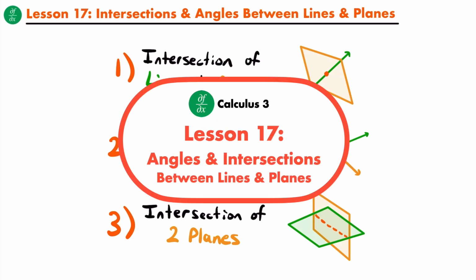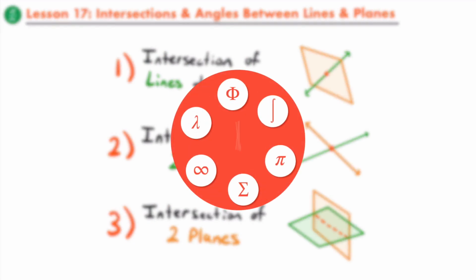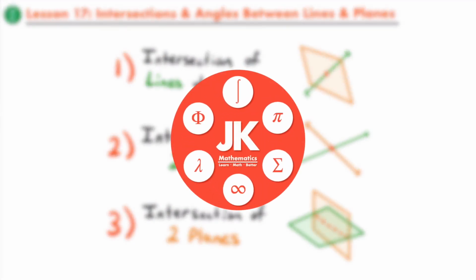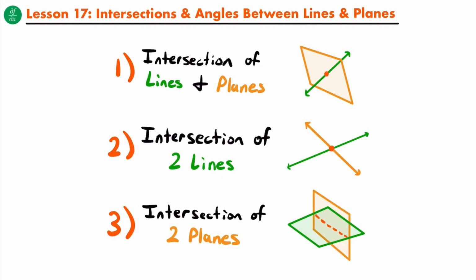Welcome back. Let's learn about intersections and angles between lines and planes. Alright, so in the previous two lessons, we looked at how to represent lines and planes in 3D space. And so now that you are familiar with those concepts, we can take a look at how lines and planes can interact with each other in 3D space. In particular, we're going to look at their intersections and angles of intersection.